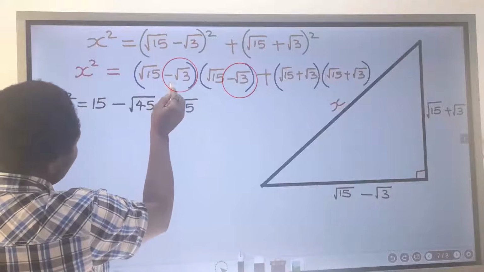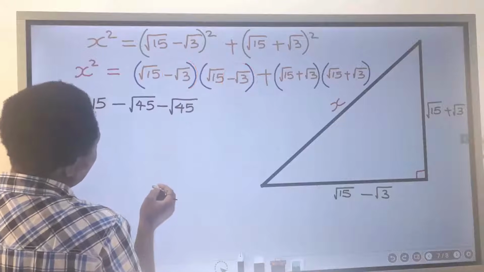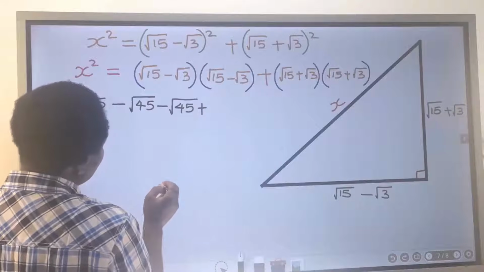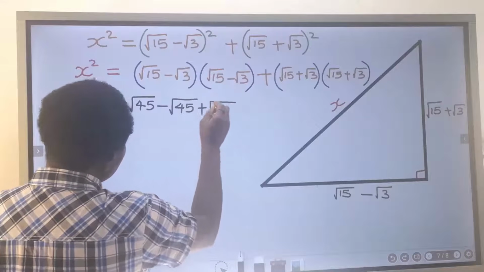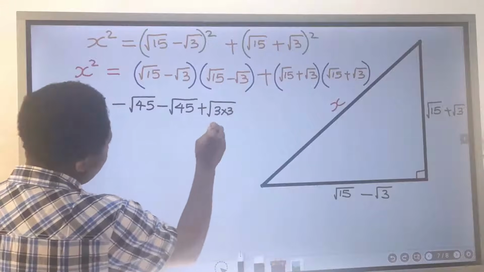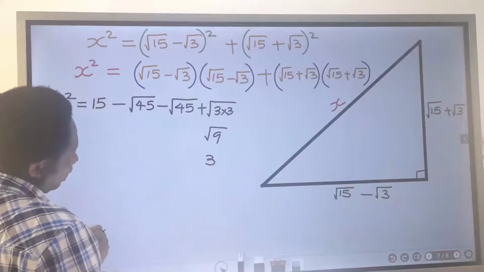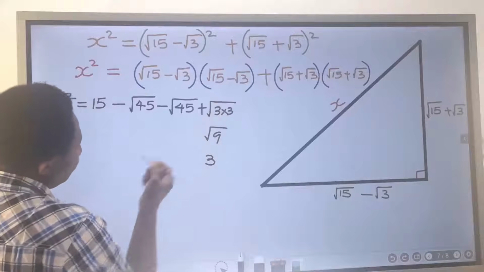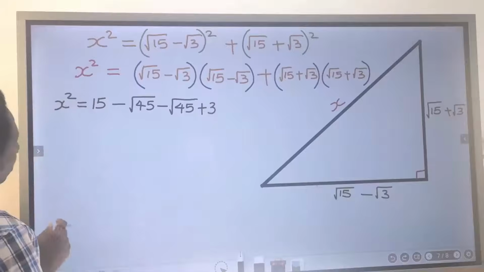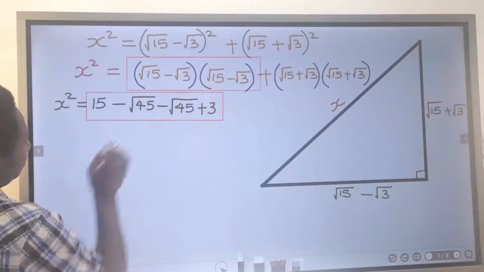Next, minus the square root of 3 will multiply minus the square root of 3. Minus times minus will give us plus. Inside the square root, 3 will multiply 3, and we're going to have the square root of 9. The square root of 9 will return 3. Here, I will have only 3. And I will write 3 here. Now, I am done with this bracket.